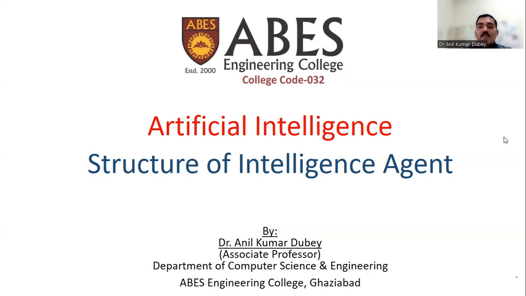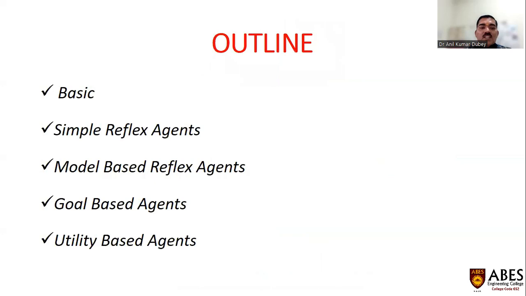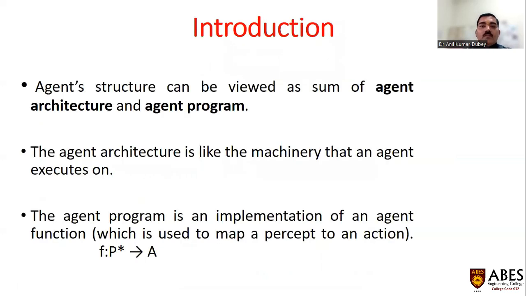So today's agenda is the basic terms of the structure of intelligent agents: simple reflex agents, model based reflex agents, goal based agents, and utility based agents. So we start with the introduction part.